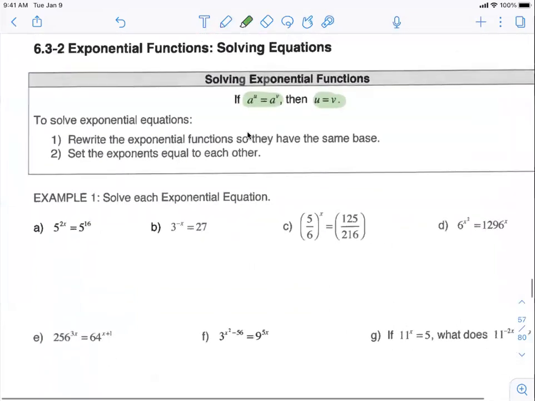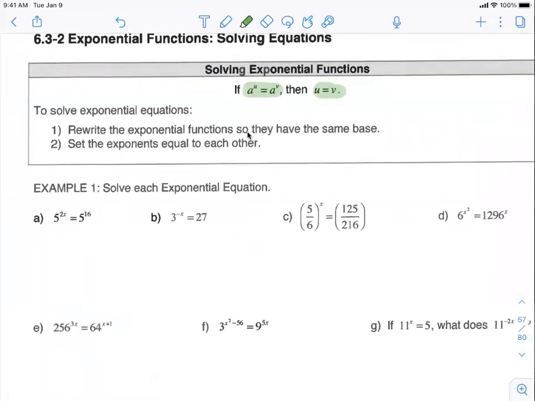So we'll start with some easier ones, then we'll get to some harder ones. So in this problem, notice that both of these have the same base of 5. So you can set the exponents equal. So 2x is equal to 16. Divide by 2, x is 8. Yes, it is as easy as that. But what happens when they're not the same base?